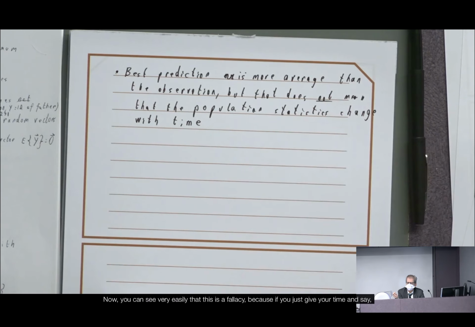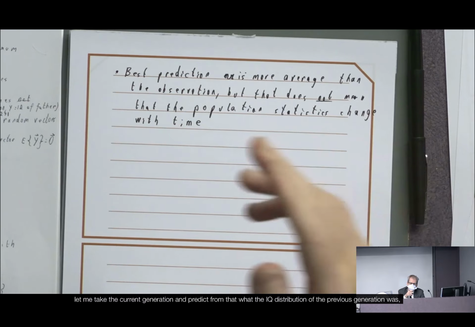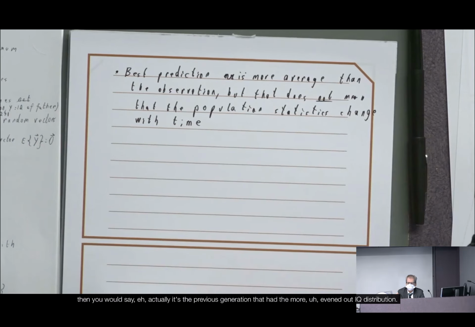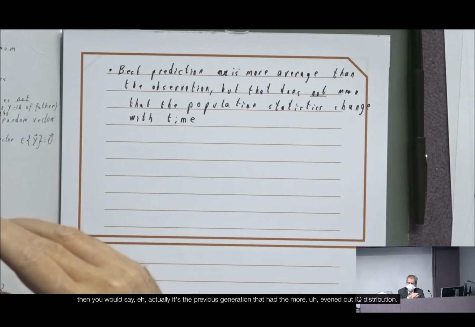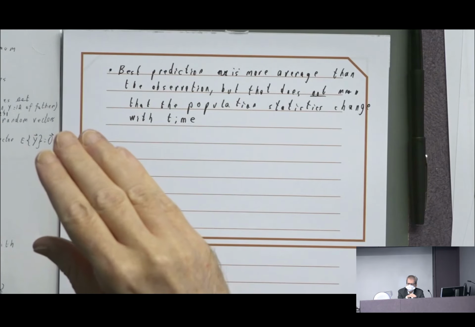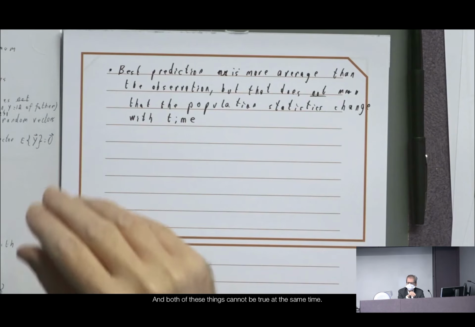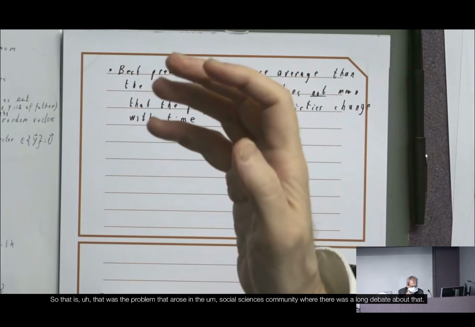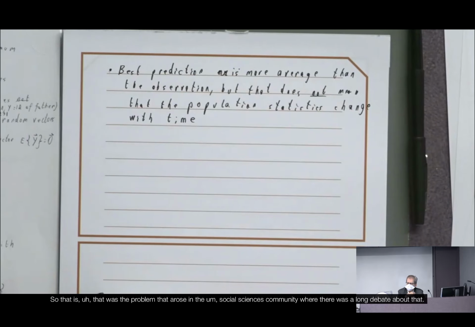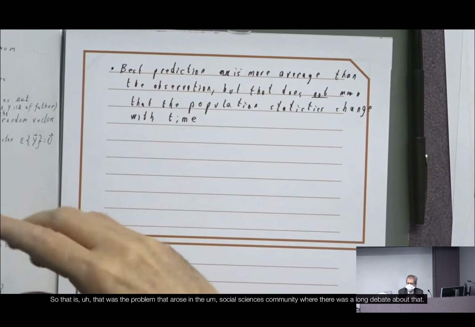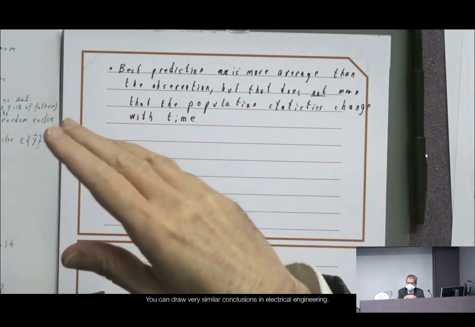Because if you just reverse time and say, let me take the current generation and predict from that what the IQ distribution of the previous generation was, then you would say, hey, actually it's the previous generation that had the more evened out IQ distribution. And both of these things cannot be true at the same time. So that was the problem that arose in the social sciences community, where there was a long debate about that. You can draw very similar conclusions in electrical engineering.